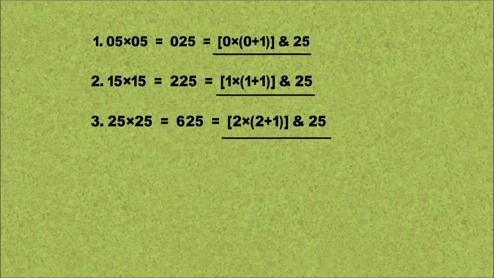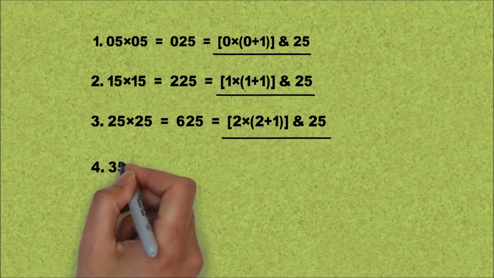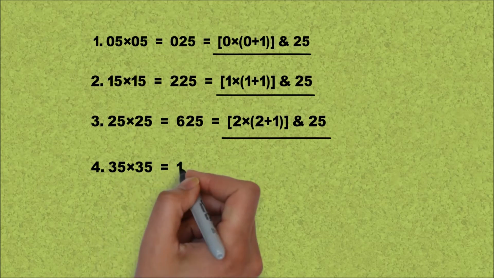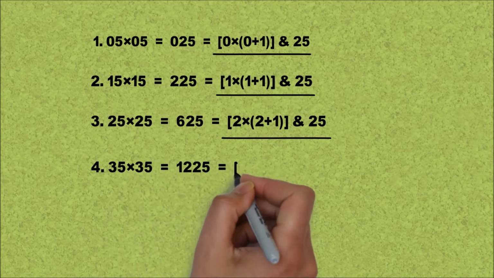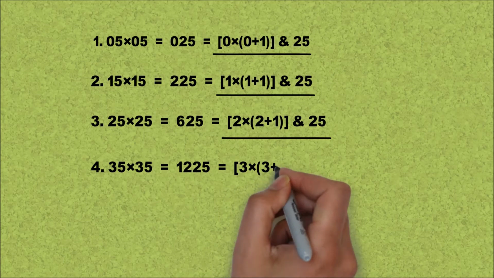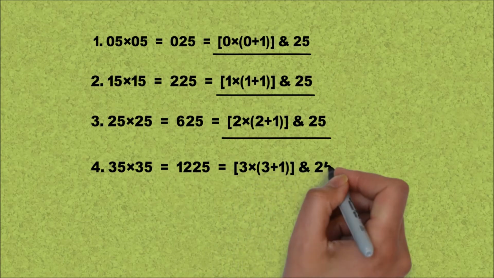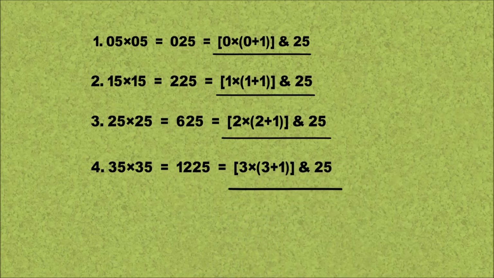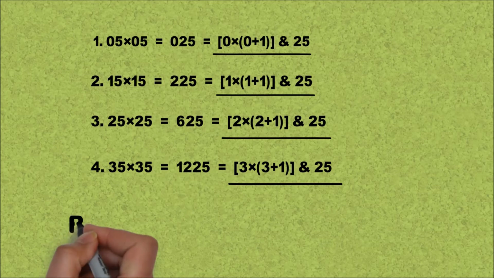Let's do it with one more number before setting up the general rule of thumb. 35 squared is 1225. I'm going to separate this number and write it as 12 and 25. Then I'm going to write 12 as 3 multiplied by 3 plus 1 and 25 as 25.